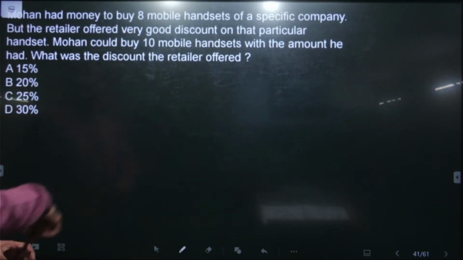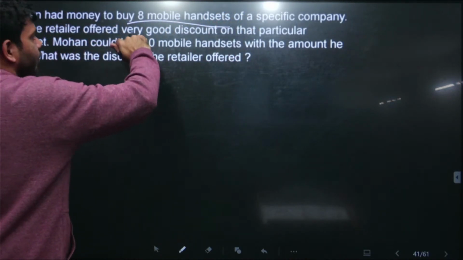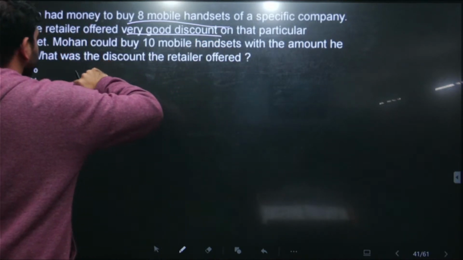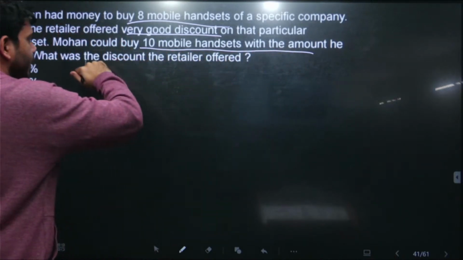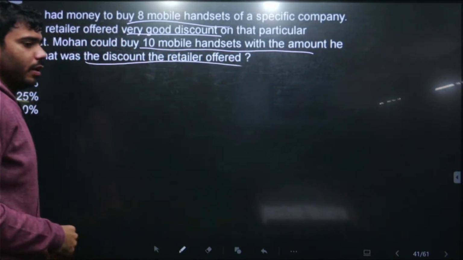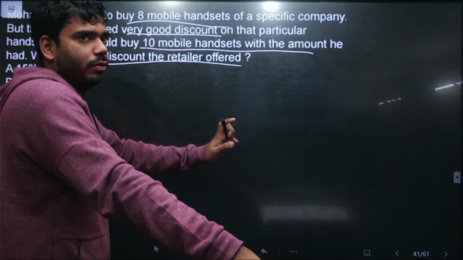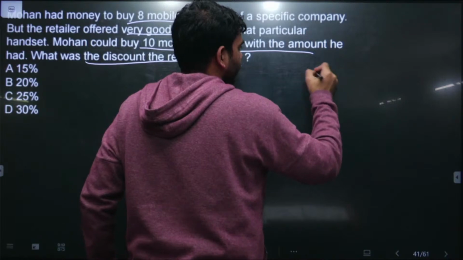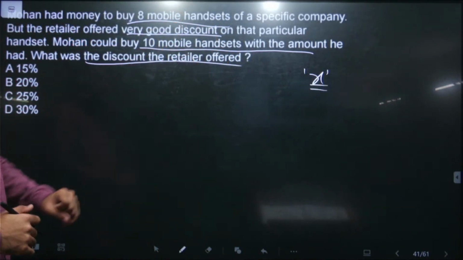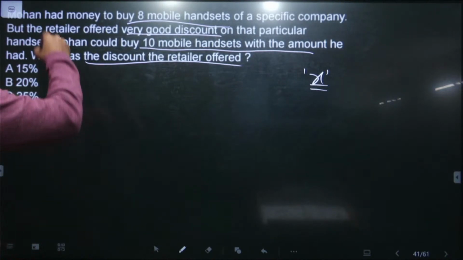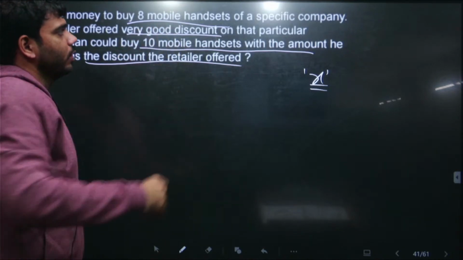Mohan had money to buy 8 mobile phone handsets for a specific company, but the retailer offered a very good discount on that particular handset. Mohan bought 10 handsets with the amount he had. What is the discount the retailer had offered? इसमें भी, though absolute value has not been given, you can take anything as the absolute value. You can take even x also over here. Whenever the absolute value is not given to us, percent में या फिर इस तरह से the things are being discussed.